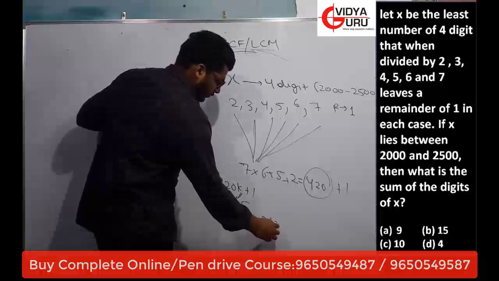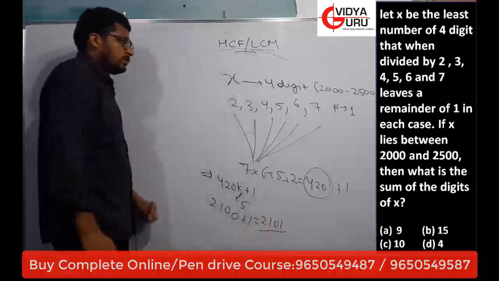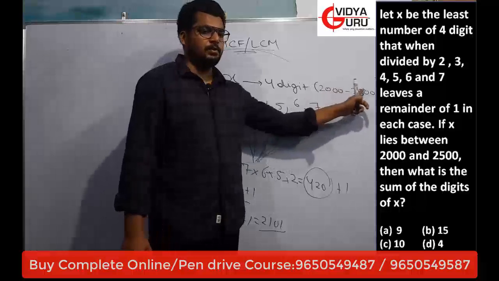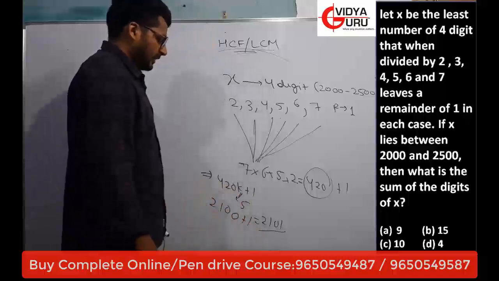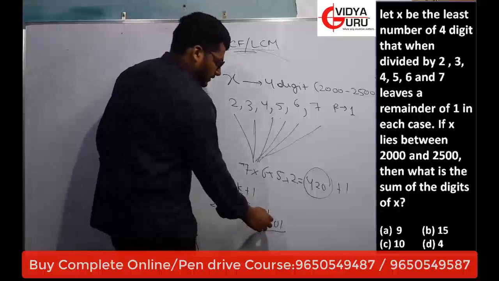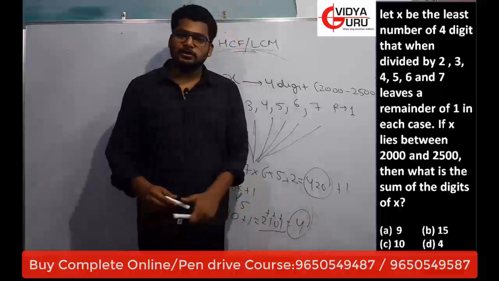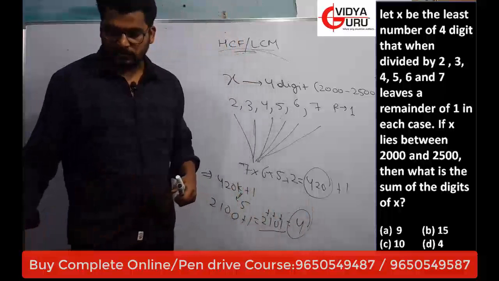So the value is 2101. This is the number which on dividing by 2, 3, 4, 5, 6 leaves remainder 1, and lies between 2000 and 2500. So what is the sum of digits of this number? The sum of digits is 4. Hope now you have got the concept of how we will do these types of questions.